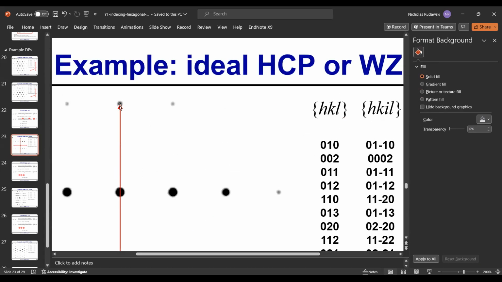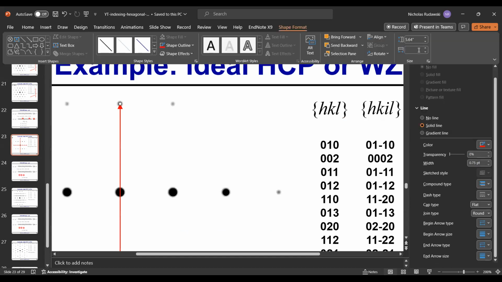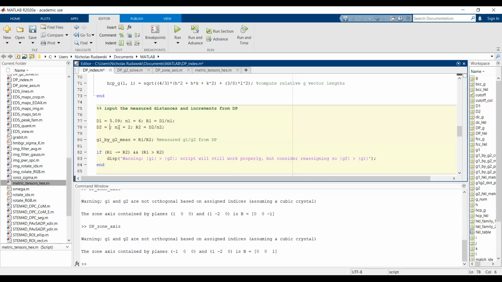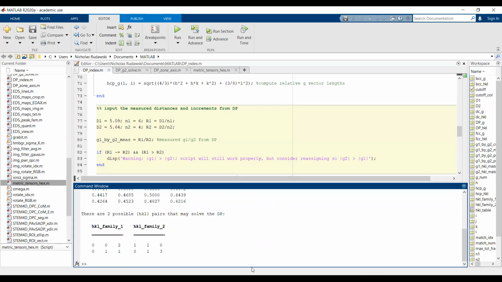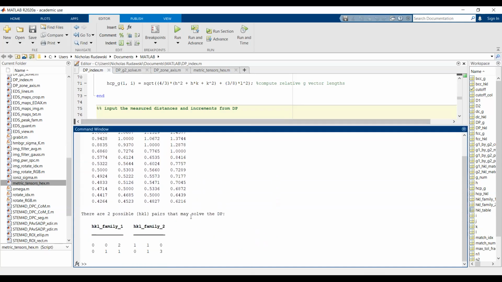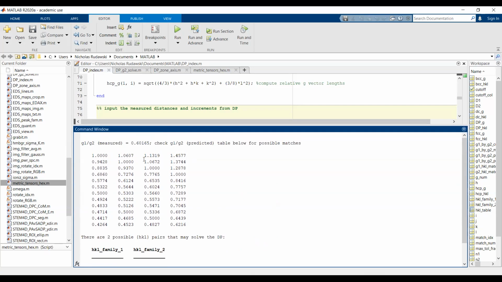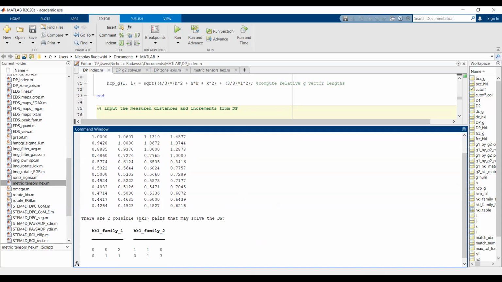Okay, so what do we have here? It's 5.64, and that's 4 gradations. 5.64, 4 gradations, right? So let's go ahead and run it again. I'm going to do DP index. Okay, so we get 2 hits. The measured ratio is about 0.6. And so we get 2 hits here.